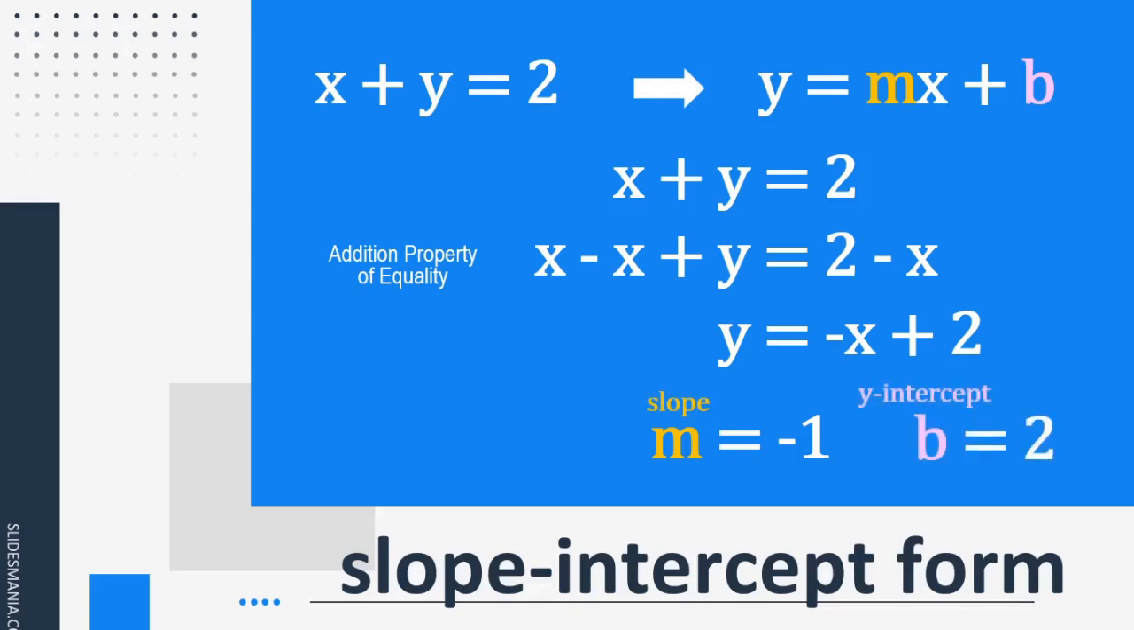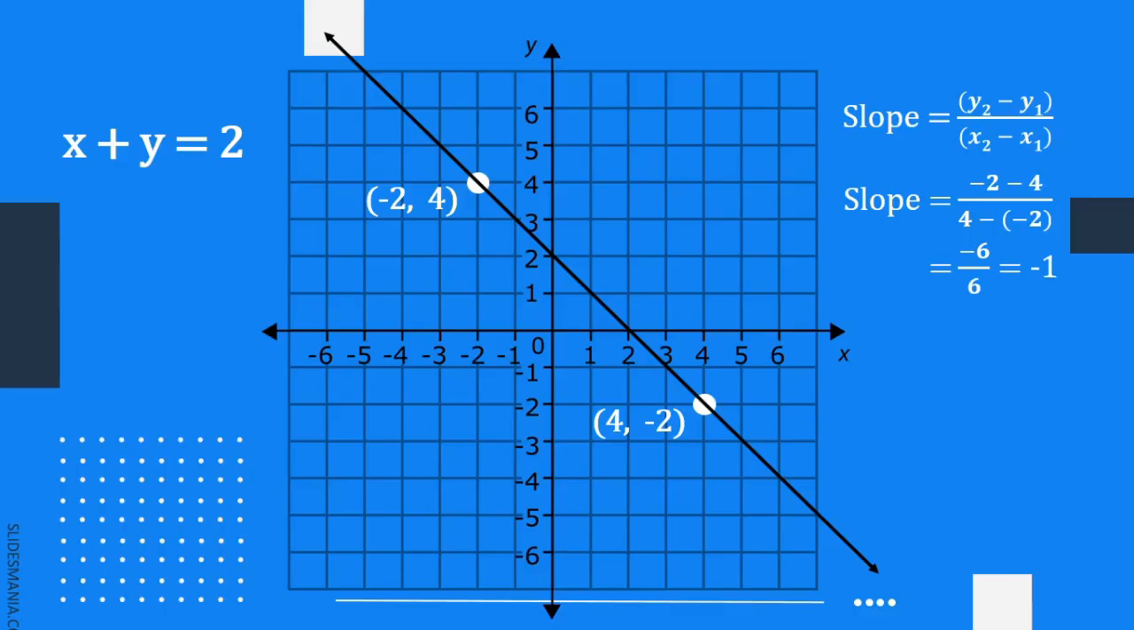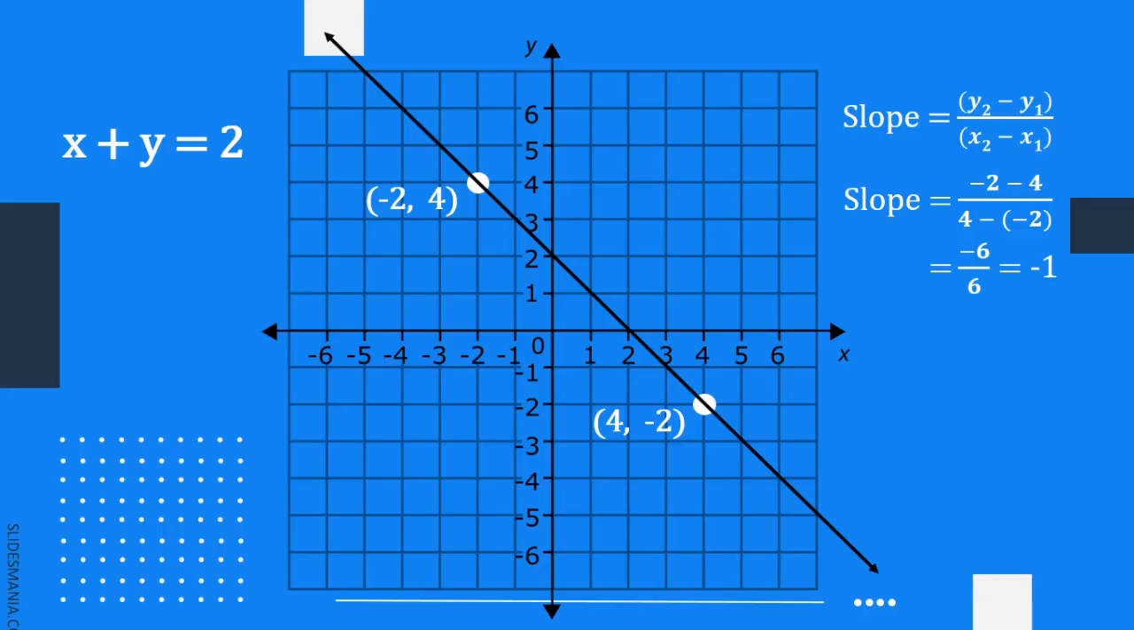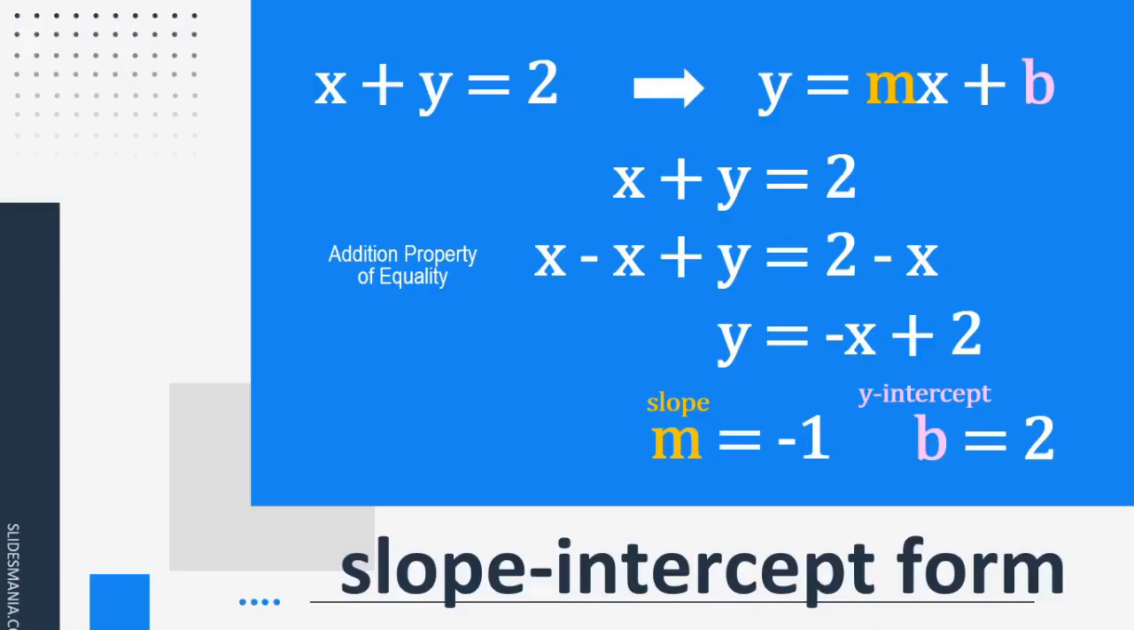Yun ang ating y-intercept. Okay, check natin, di ba? This is the exact line that we have before. Diba? So, sabi, ang slope daw ay negative 1. Tama. Diba? Negative 1 talaga yung na-solve natin. So, without using the formula, nalaman natin yung slope dahil kinonvert natin siya doon sa slope-intercept form.